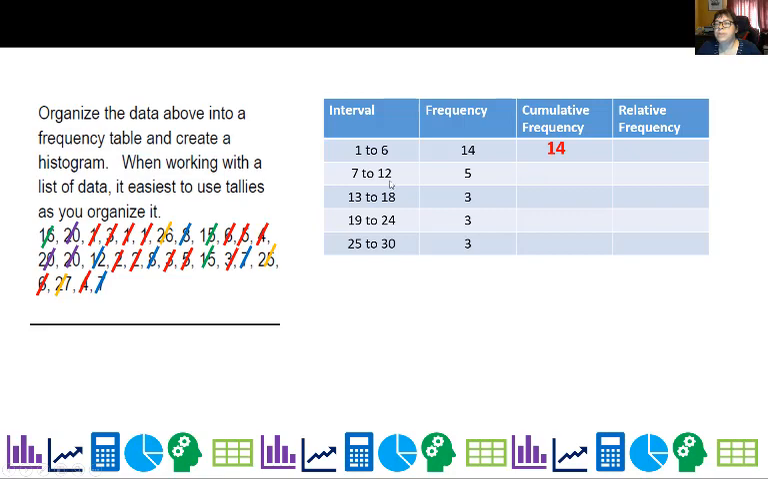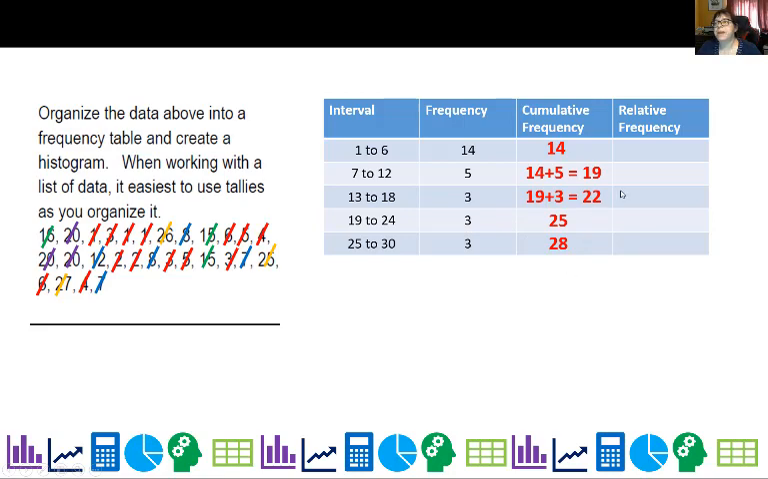Now, how many data points do I have that are 12 and lower? Well, I have the 5 here plus the 14 there, and that gives me 19. How many are 18 or lower? I add the 3, and I keep adding until I get my total frequency right there.